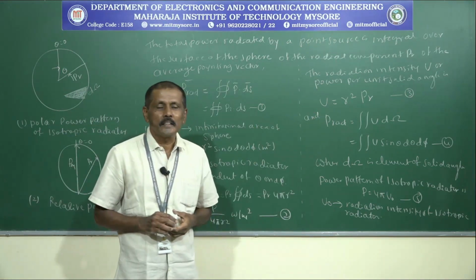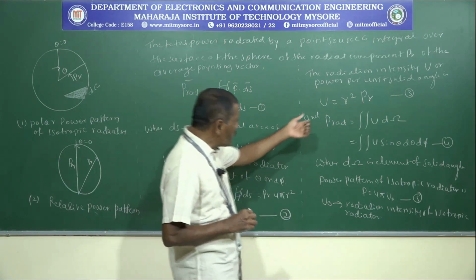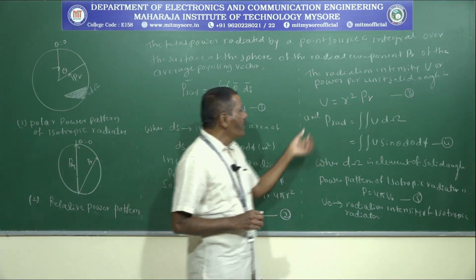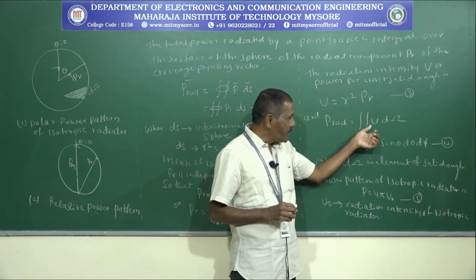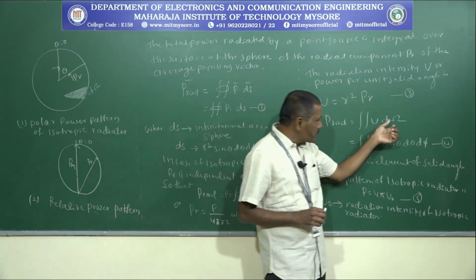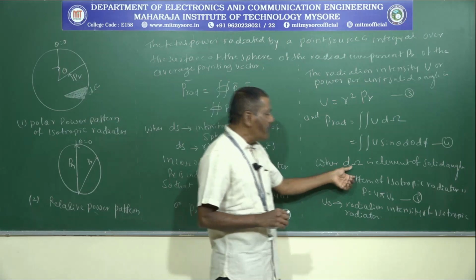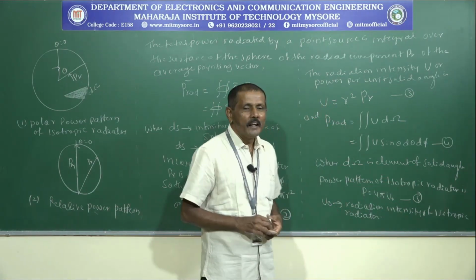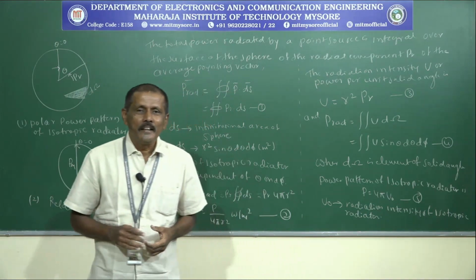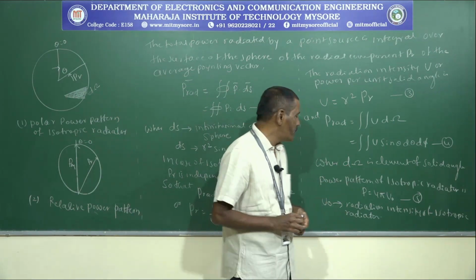Then the radiation intensity U, or the power per unit solid angle, is given by U is equal to r squared into Pr, which we call equation number 3. And P radiated is equal to the double integration of U into d omega, where d omega equals sin theta d theta d phi, which we call equation number 4, where d omega is the element of solid angle. Instead of considering the entire solid angle, a part of that small solid angle is considered, so we take it as d omega.